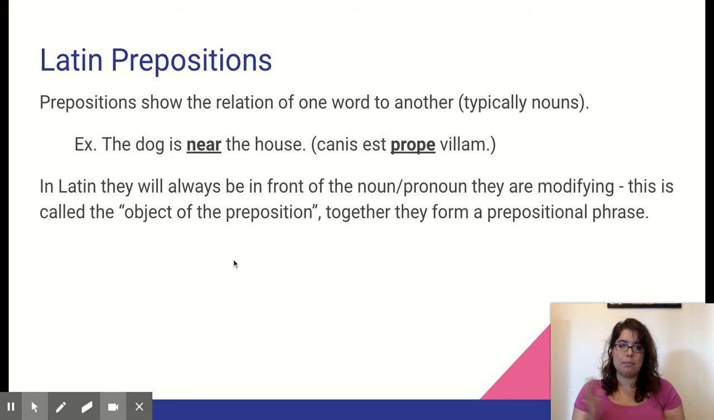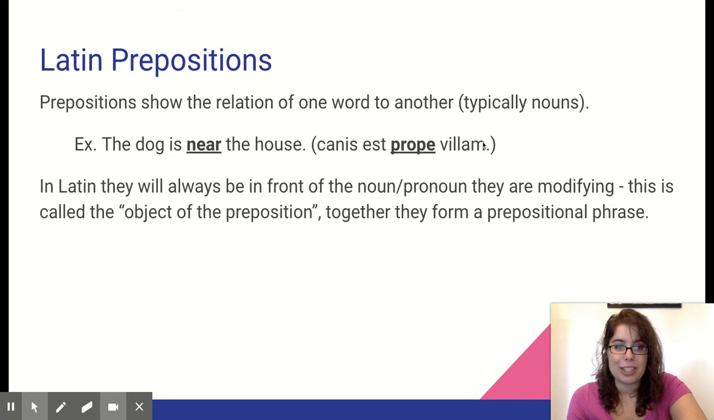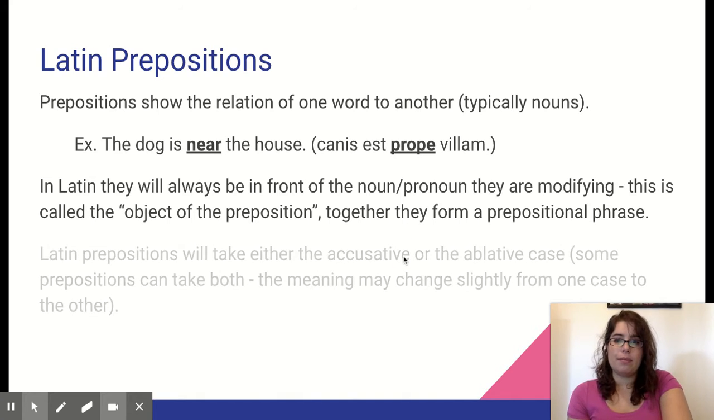Now, in Latin, prepositions are always going to be in front of the noun or the pronoun that they're modifying. So the preposition here is modifying this noun, house, or villam in Latin. This noun is considered the object of the preposition. And together you have the preposition and the object of the preposition, and that's a prepositional phrase. And this is important grammatically.